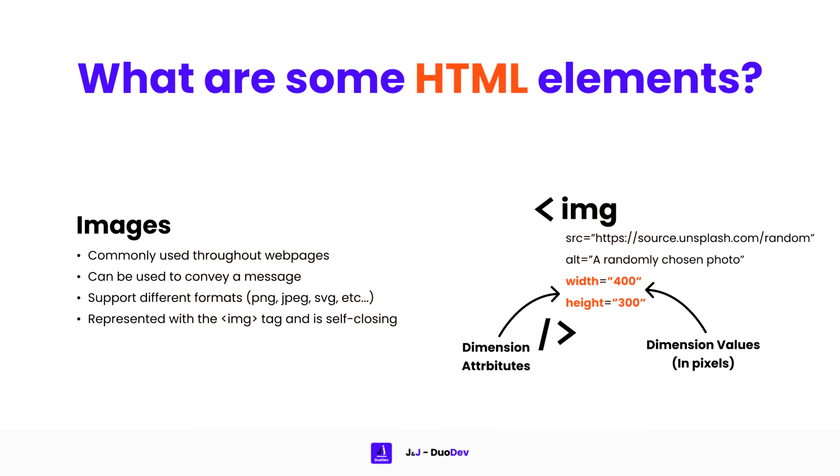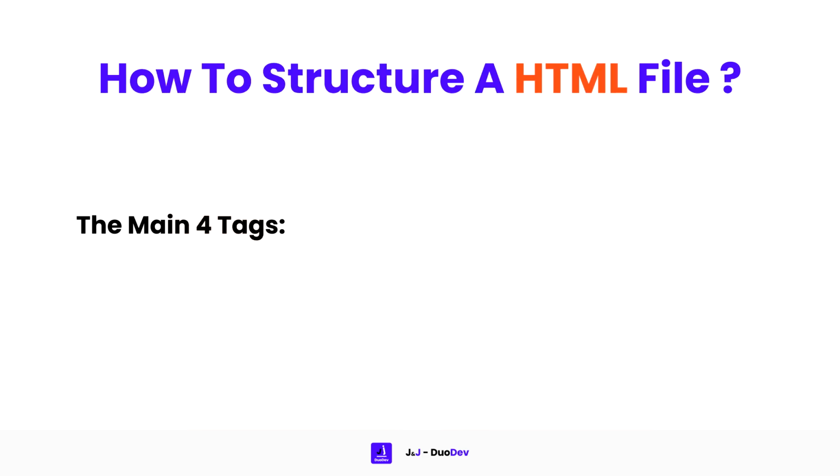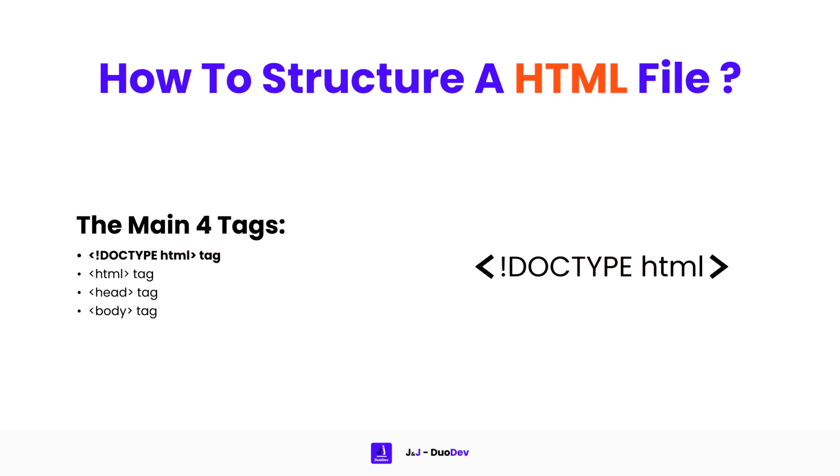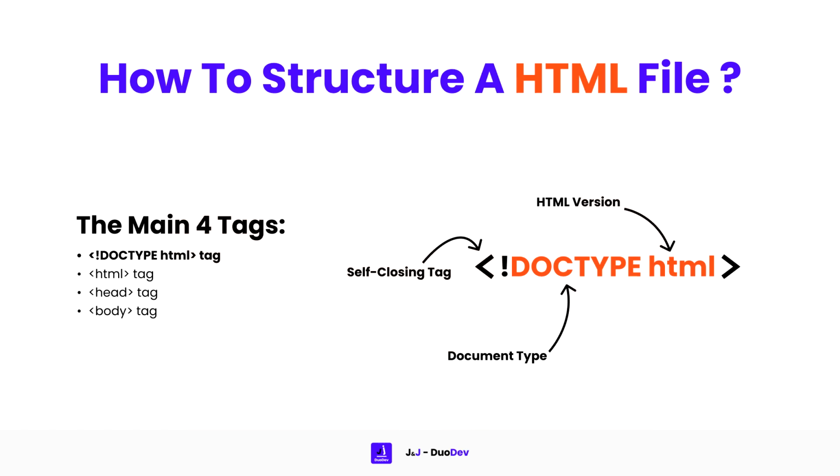We have covered a few elements so far, but you might be wondering, how do we actually structure an HTML file? There are four main tags that are responsible for implementing the structure of an HTML file. Let's start off with the doctype HTML tag. It is the first tag that we put on our HTML file, and it specifies the version of HTML that we are using. Its purpose is to tell the browser what type of document to expect.